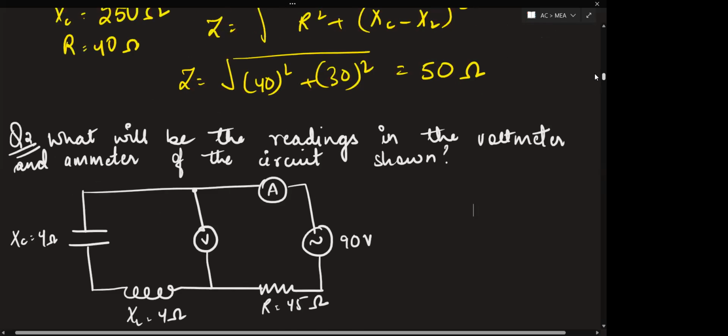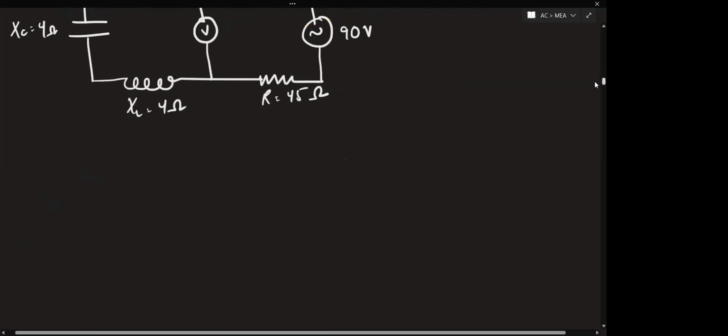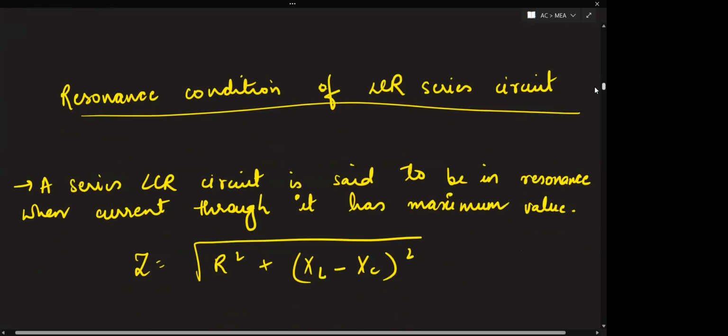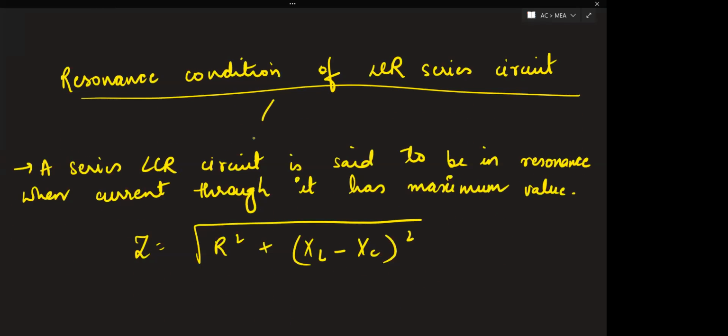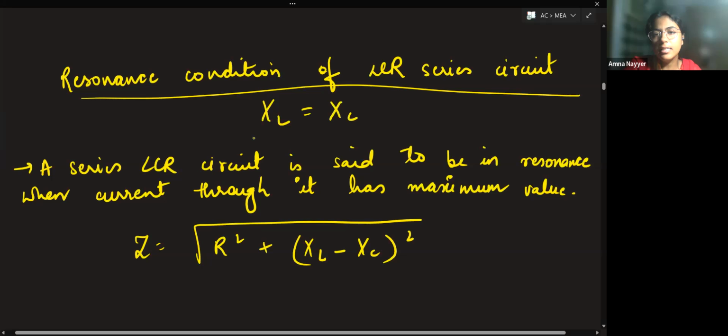Okay, you can skip this question. This is more of the resonance portion. Resonance portion we'll do right now. See, XC and XL both are equal over here. This condition that we get when XL and XC both are equal, this is known as the resonance condition. XL is equal to XC, this condition is known as resonance.